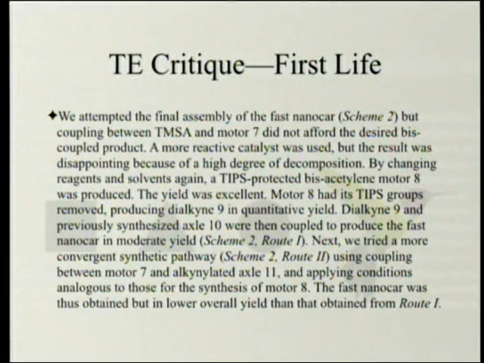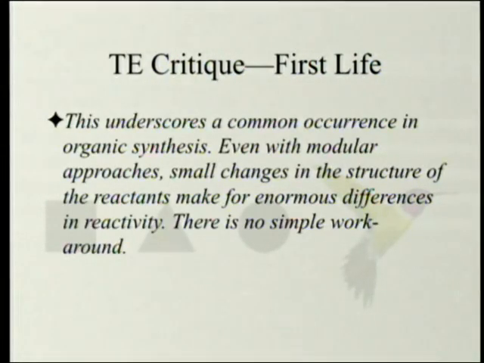Next, we tried a more convergent synthetic pathway using coupling between motor 7 and alkynylated axyl 11 and applying conditions analogous to those for the synthesis of motor 8. The fast nanocar was thus obtained, but in lower overall yield than obtained from route 1. So you could go two different ways. One of them is more efficient than the other. This underscores a common occurrence in organic synthesis. Even with modular approaches, small changes in the structure of the reactants make for enormous differences in reactivity. There is no simple workaround. Now remember, this is intelligently designed chemistry.